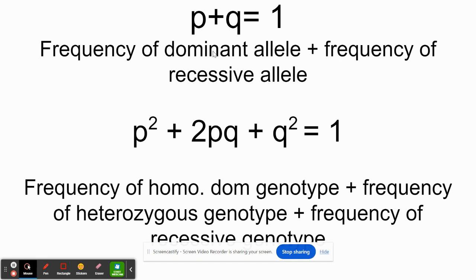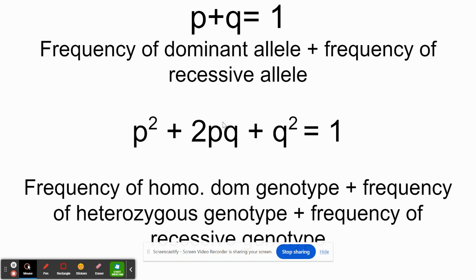Now, technically, we say dominant is p and recessive is q, but remember, there are times when alleles are codominant and there's not just a dominant or recessive. They both show or they blend. So it doesn't actually matter whether you say this is allele number one and allele number two, you're still going to get the same answer.